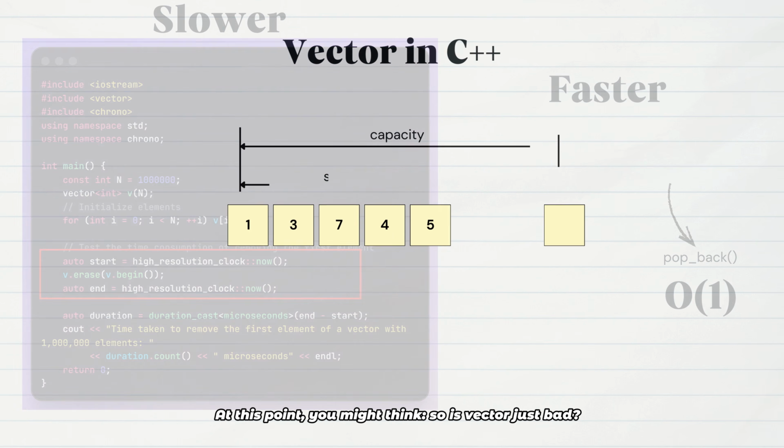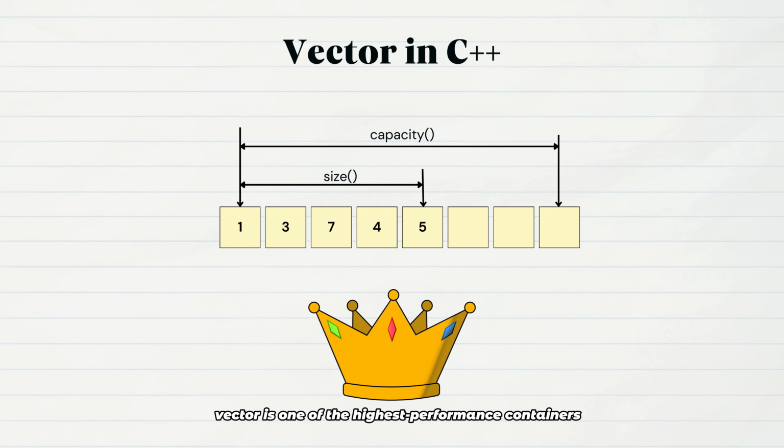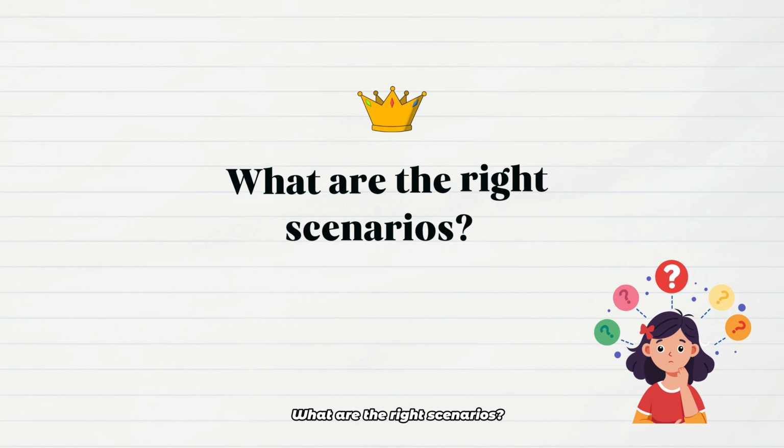At this point, you might think, so is vector just bad? On the contrary, vector is one of the highest performance containers in C++, provided you use it in the right scenarios. What are the right scenarios?